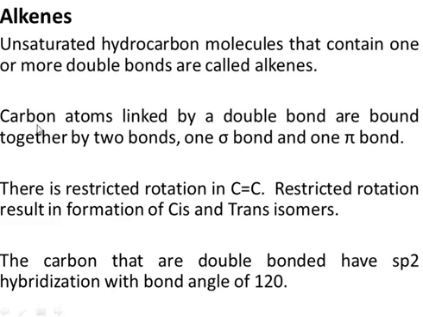So the carbons which are linked by a carbon-carbon double bond are bound together by two bonds. One bond is sigma and the other bond is pi. Also, you should know that whenever there is a double bond between carbon and carbon, there is restricted rotation, so there is no free rotation around this carbon-carbon bond. As a result of this restricted rotation, we get cis and trans isomers, right? The hybridization of the carbon which is doubly bonded is sp2, and the bond angle is 120 degrees for alkenes.